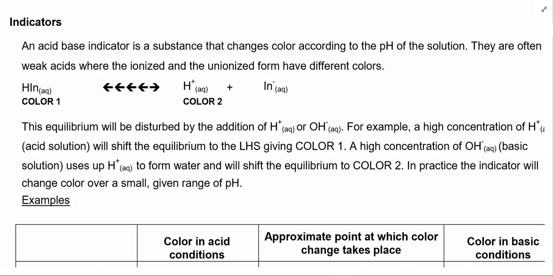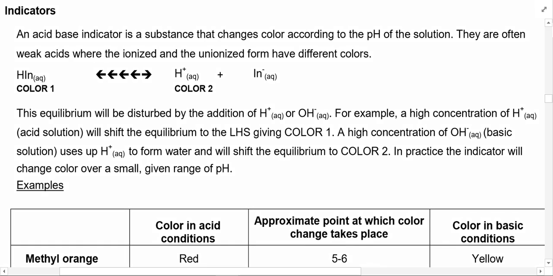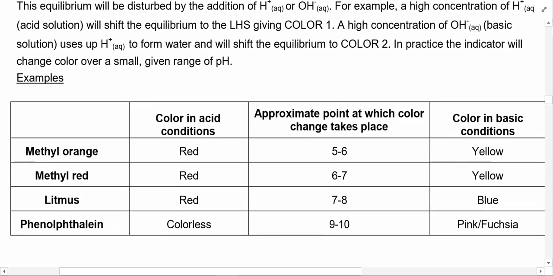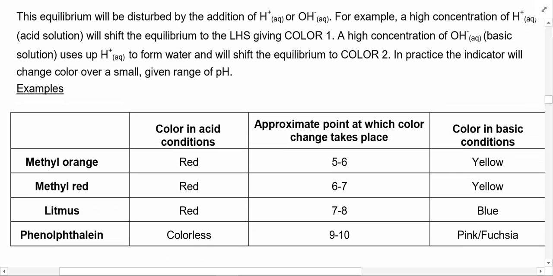So an acid-base indicator is a substance that changes color according to the pH. So sometimes they're weak acids. So we have an ionized and an unionized form that have different colors. So depending on what the pH is of your substance, it's going to change color and indicate to you when there's a significant change in pH. So depending on what you have and what kind of situation you're working with will determine the type of indicator you'll use. So these are 4 common indicators.